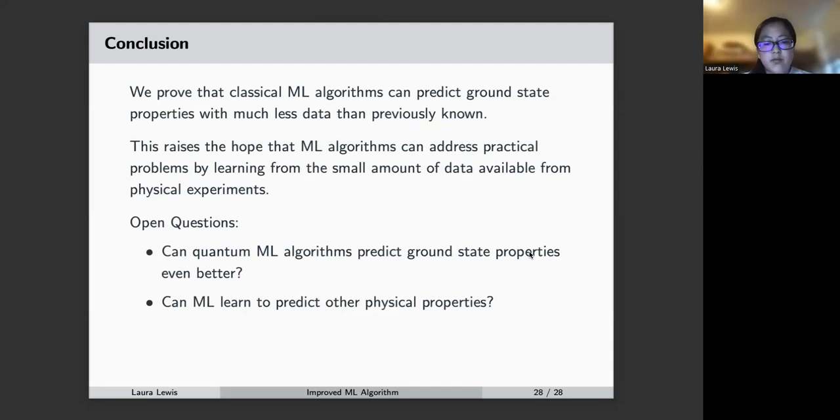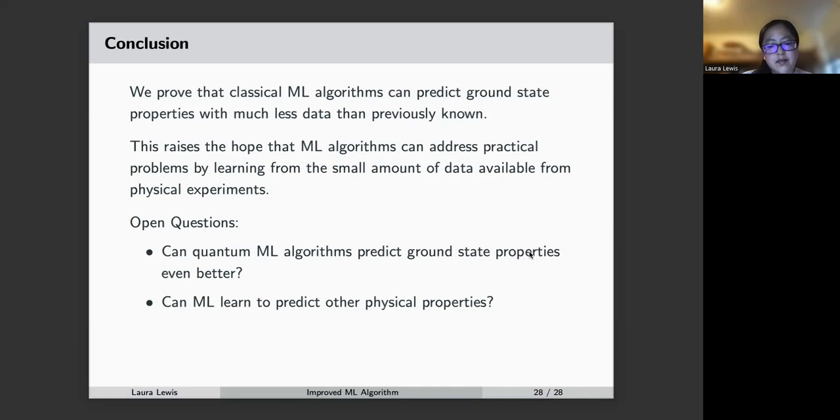I'd like to mention some of the open questions. One open question that we have is, can quantum ML algorithms predict ground state properties even better? Here, these were just classical algorithms, classical ML. But if we were to try to do something in quantum, would this gain any sort of advantage? And another open question that we have is, can ML learn to predict some other physical properties? For example, low energy states instead of ground state properties, or things like this.